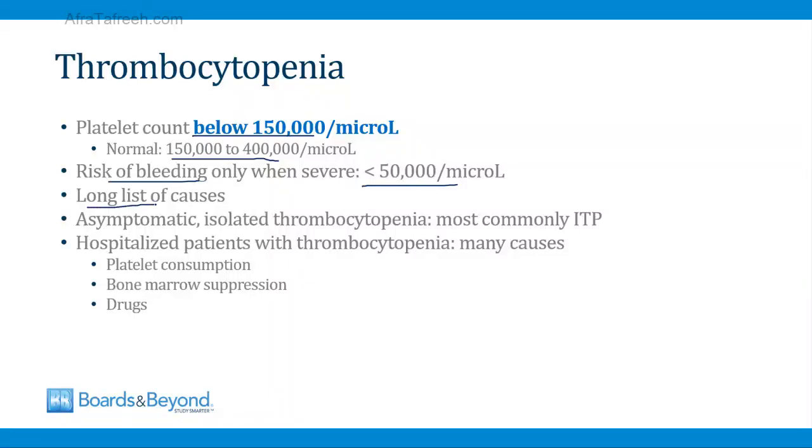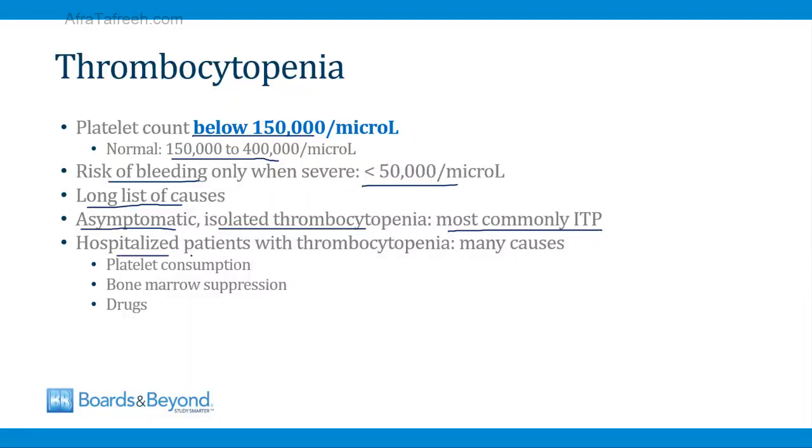There's a long list of causes of thrombocytopenia. The list is enormous, and we'll go through just some of the important ones in this video today. You should be aware, however, that when a patient presents with asymptomatic isolated thrombocytopenia, meaning the red cell count and the white cell count are both normal, this is most commonly immune thrombocytopenia, or ITP, which we'll talk about later.